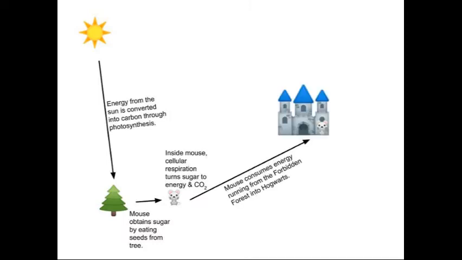Now, that mouse is going to use energy. Specifically, it's going to run from the Forbidden Forest where it's been snacking into Hogwarts Castle, where, unfortunately, it is going to be consumed by an owl in the owlery.